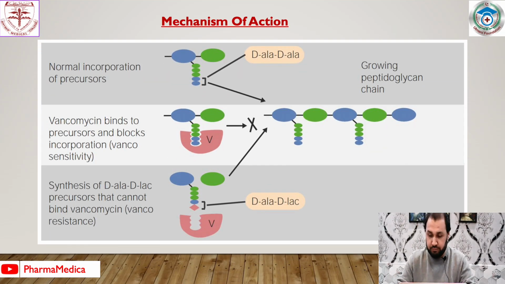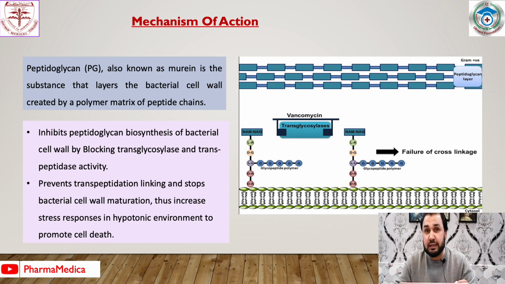within a few days. Now, what is the mechanism of action? Simply remember that vancomycin is a bacterial cell wall inhibitor. It blocks the transpeptidase and transglycosylase enzymes, and by blocking the transpeptidase enzyme, it blocks the synthesis of peptidoglycan, and by blocking the transglycosylase enzyme, it stops the development and maturation of the cell wall. So this is the simple mechanism of vancomycin.